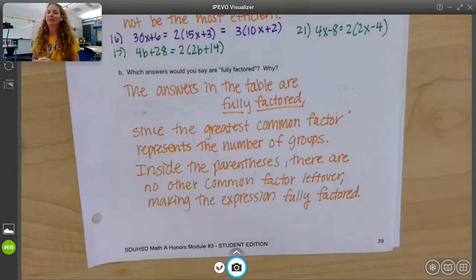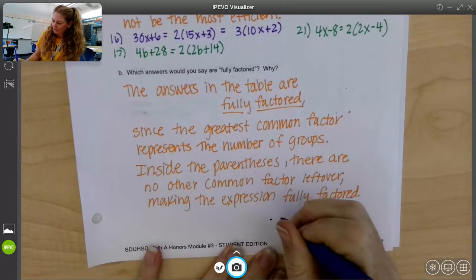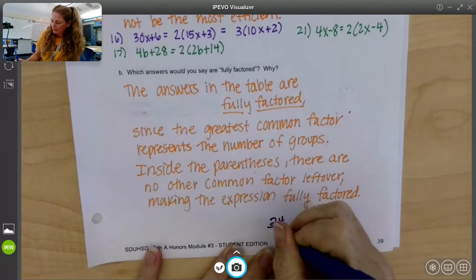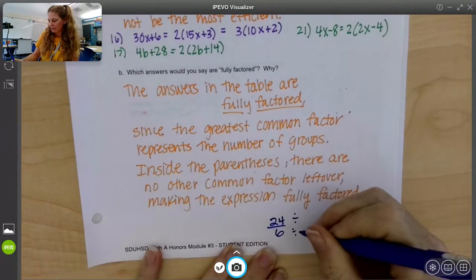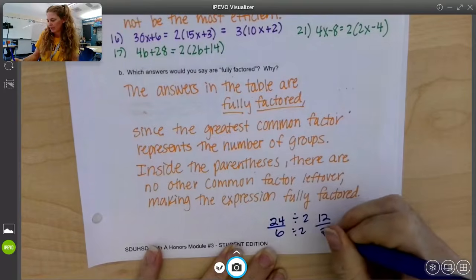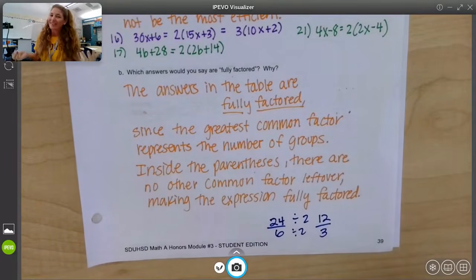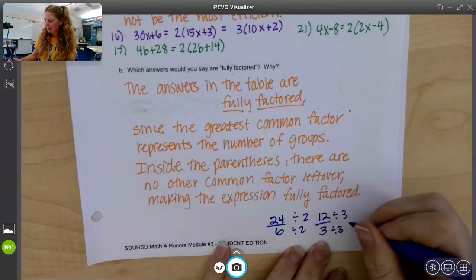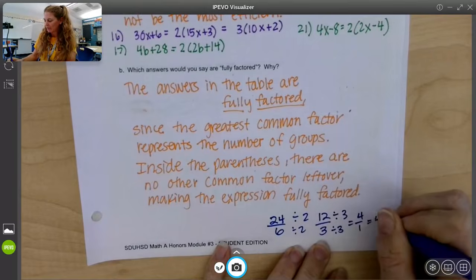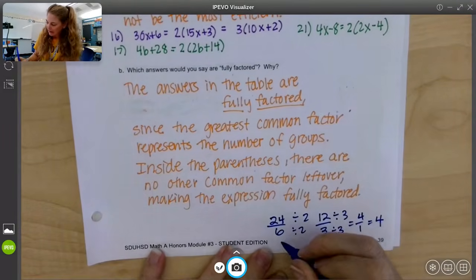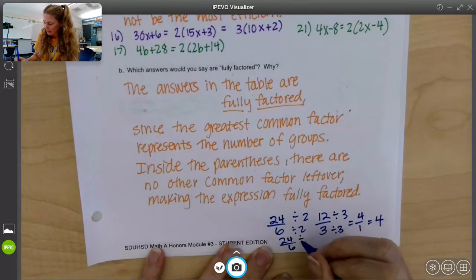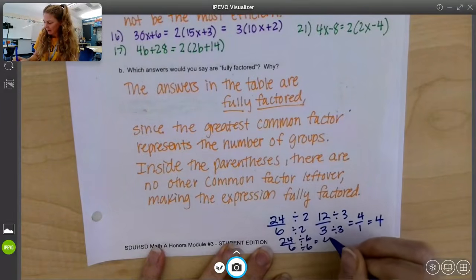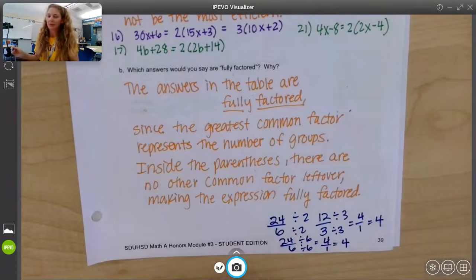It's kind of like when you simplify fractions all the way. If you had something like 24 over 6 and just divided by 2 first, you'd have 12 over 3, which you might think is fully simplified, but the greatest common factor is not 1 yet, so you'd have to divide by 3 again, and that's how you get 4. If I had simplified from the very beginning using my greatest common factor, I would have gotten my fully reduced answer.